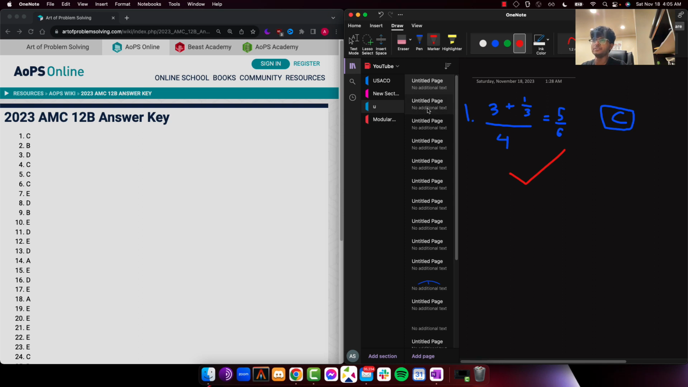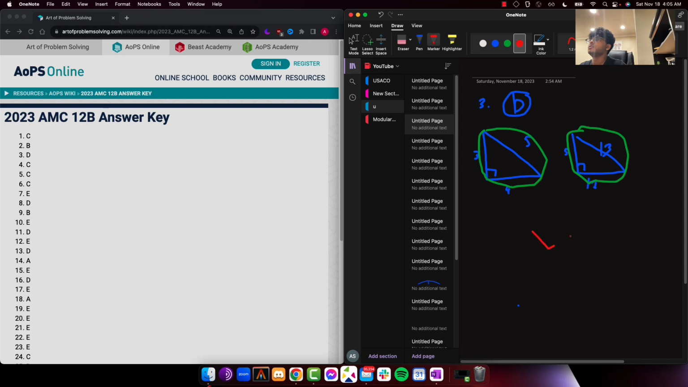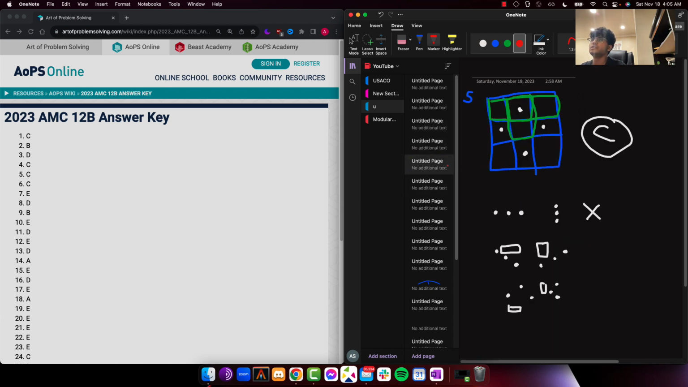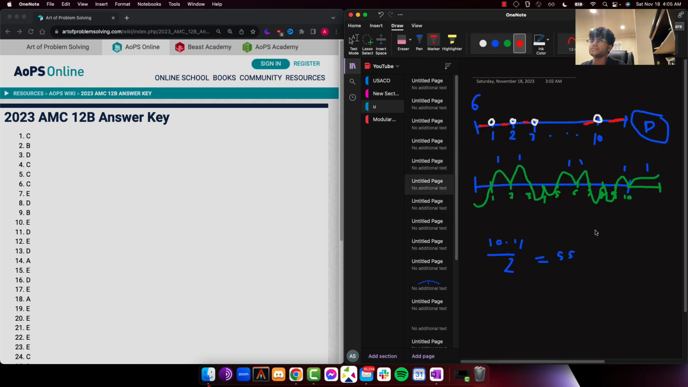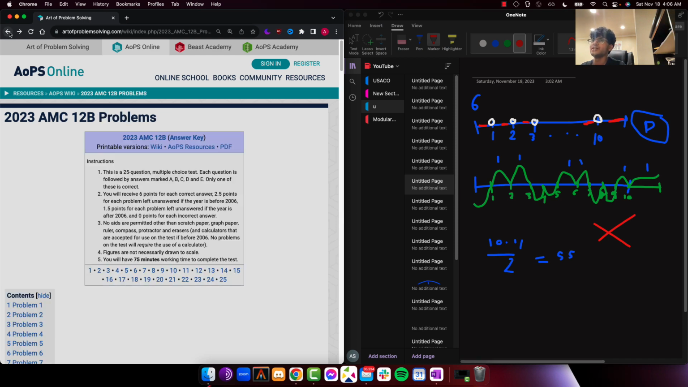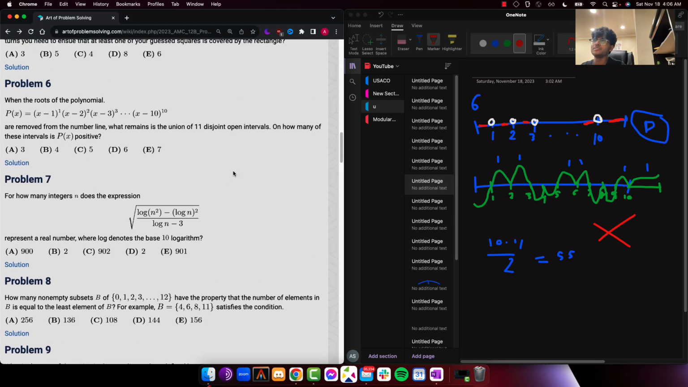So C is indeed correct. And then we have B, D, C, C. Oh shoot, okay, we got this one wrong. Really? I'm actually really curious what happened there. 6. What was the correct answer? 5?